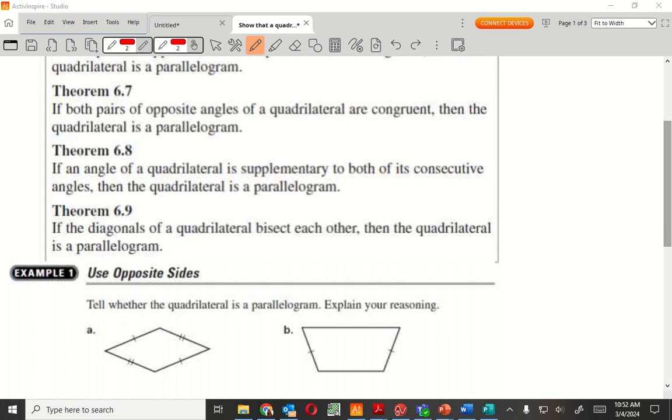So we will address this one at the end. It's a little bit more complicated than the rest. 6.9, if the diagonals of a quadrilateral bisect each other. Now, can someone tell me, what does bisect mean? Two equal parts, right? Very good. Cuts into two equal parts. Bisect means cuts into two equal parts.